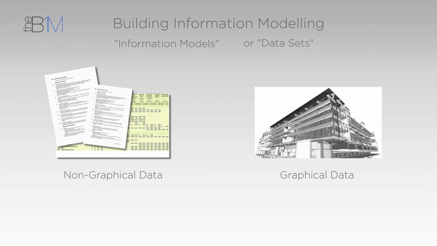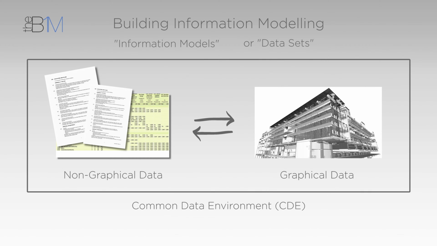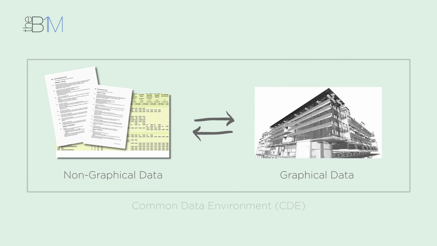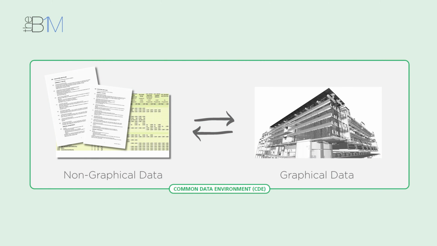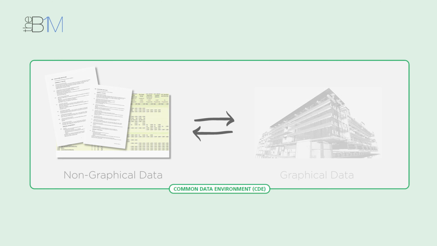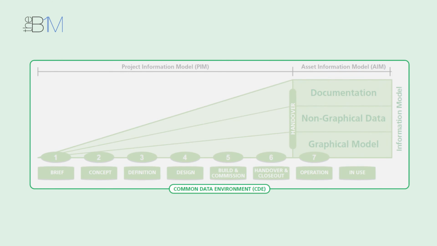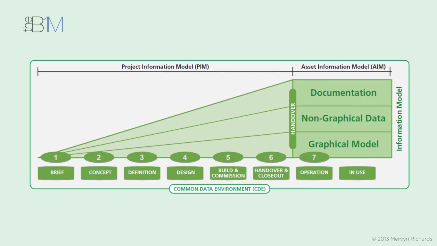Well, within a building information modelling process, project teams create information models or data sets using graphical and non-graphical information, clearly structured and accurately linked, in a shared digital space known as a common data environment. That same concept is shown here within the British Standard guidance document PAS 1192 Part 2. The level of graphical and non-graphical data within an information model builds as the project stages progress.